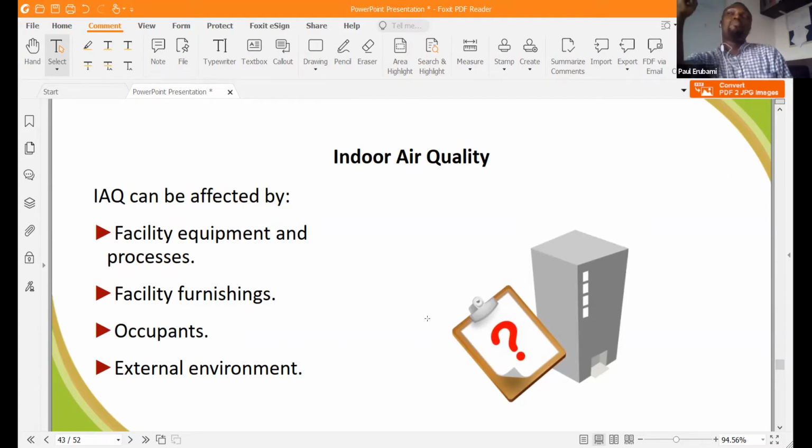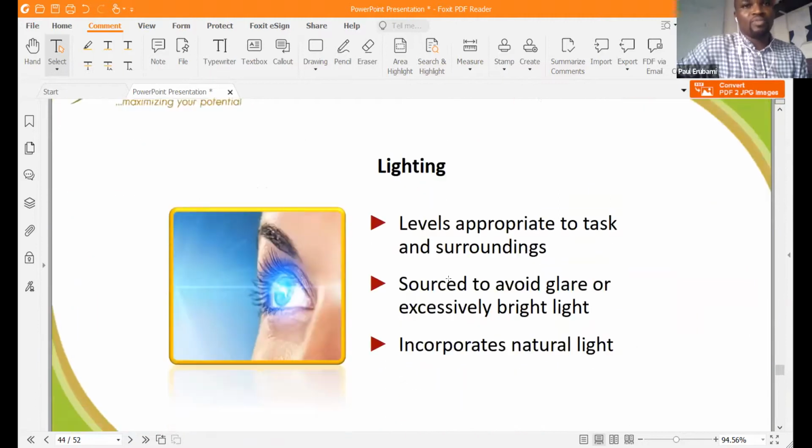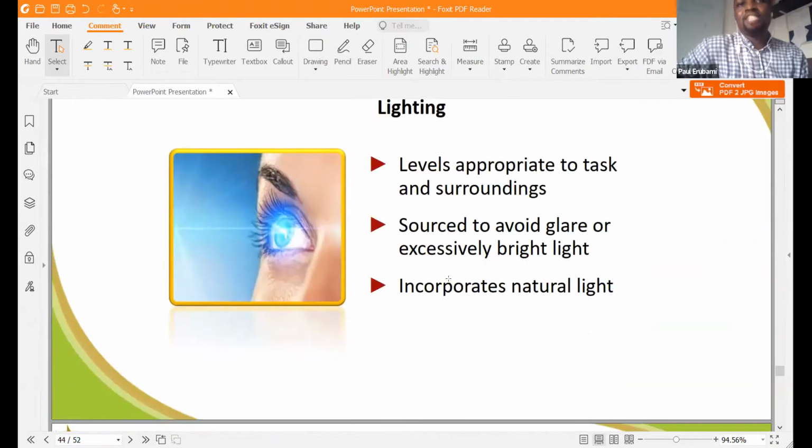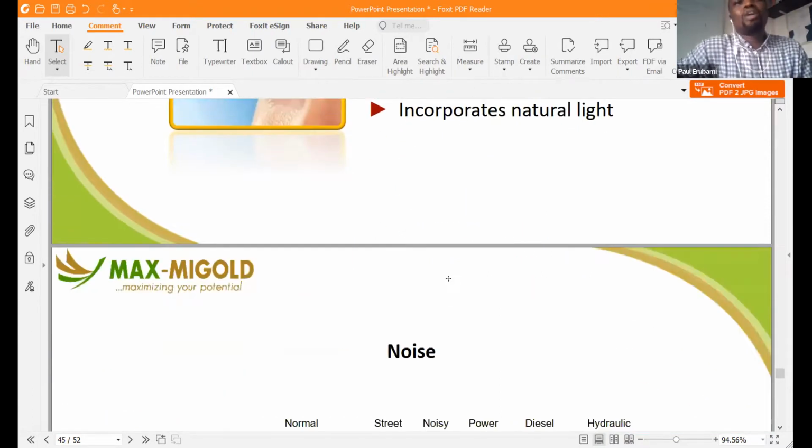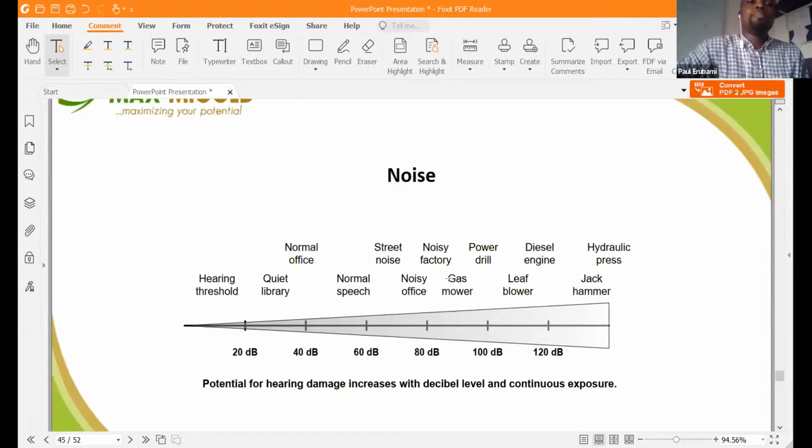Lastly, the external environment. Your external environment has a way of influencing your internal environment. So if you have bad air outside, it will find a way of getting inside, and it's going to affect your indoor air quality. As a facility manager, you need to pay attention to those factors. Like I said, lighting needs to be at the appropriate level for the task and the surroundings, to avoid glare or excessive bright light, and incorporate natural light as much as possible. Here we are trying to explain different noise levels, as you can see.